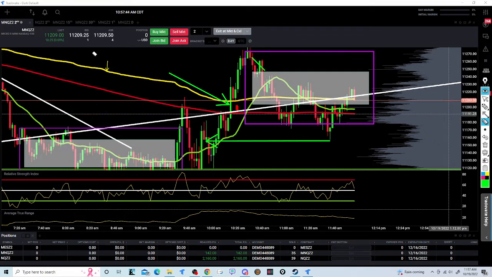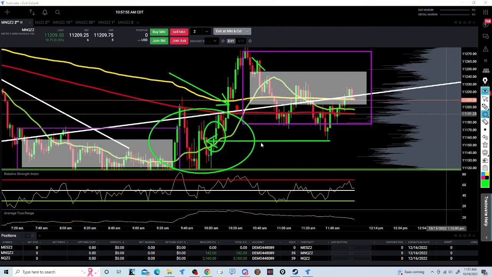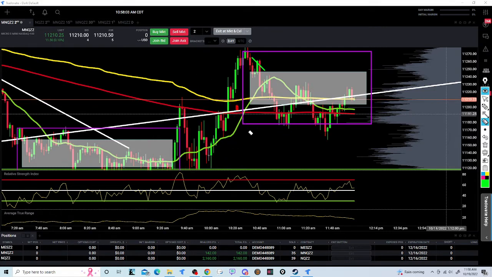Immediately to the left of this range, you have a lot of congestion. You don't have a definitive area. So this is a range trade that you would not take. You wouldn't be looking to take it. And there's more reasoning behind that. Let's zoom out.